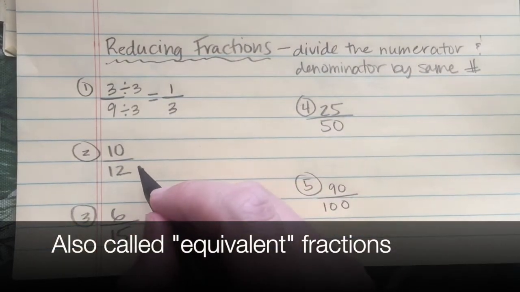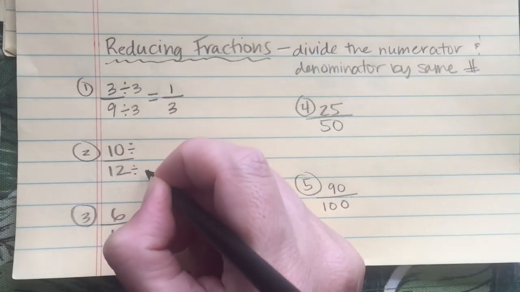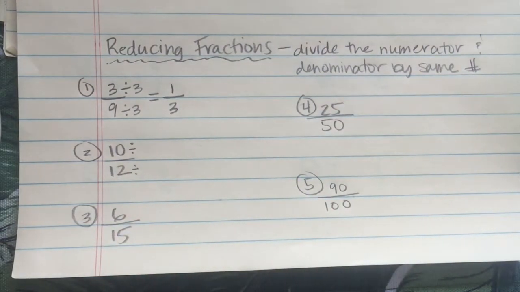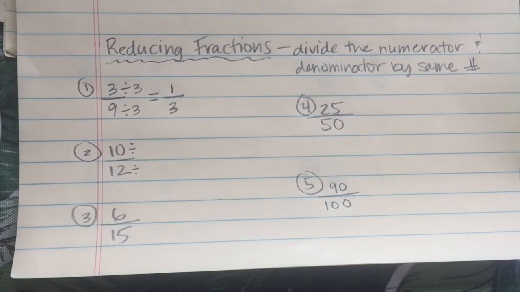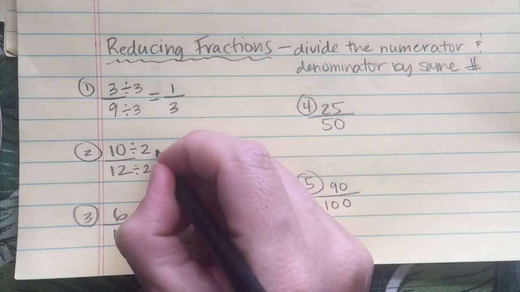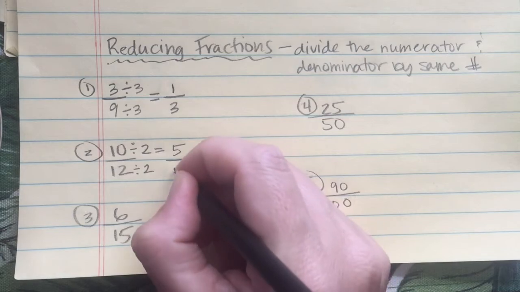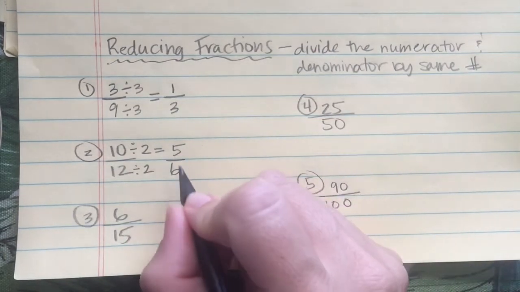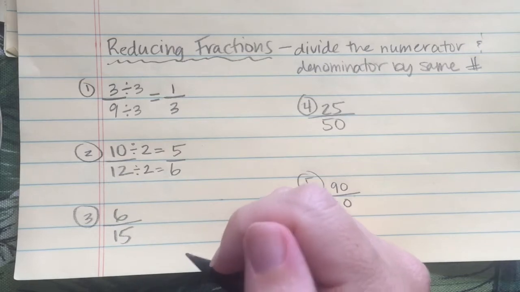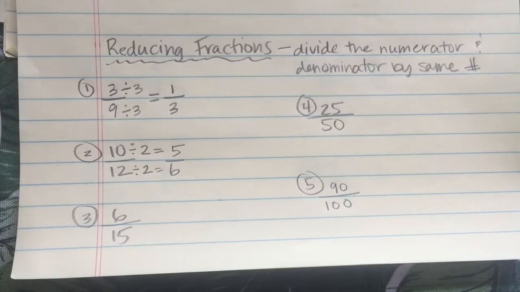Okay, let's move on to number 2. Can you think of a number that both 10 and 12 are divisible by? You can start with 1 and work your way up. Yes, they're both divisible by 1. Every number is. They're both divisible by 2. Sure are. I could start there. You could always start with dividing by 2 if you can. So that would get you 5/6. Can that be reduced anymore? No, it cannot, because 5 and 6 are only both commonly divisible by 1.